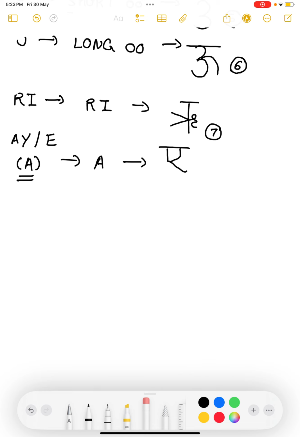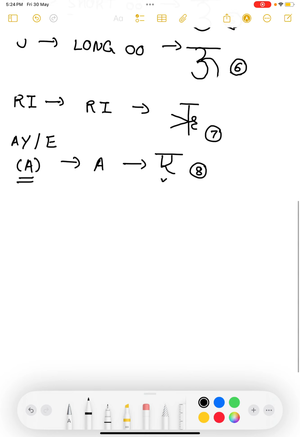Let's see how to draw this one again. Straight half a line, tilted line down, half a line joining at this point, covered on the top. This is A, vowel number 8. A, A. This is how it's written in the script, Devanagari script. This is how it sounds, A.